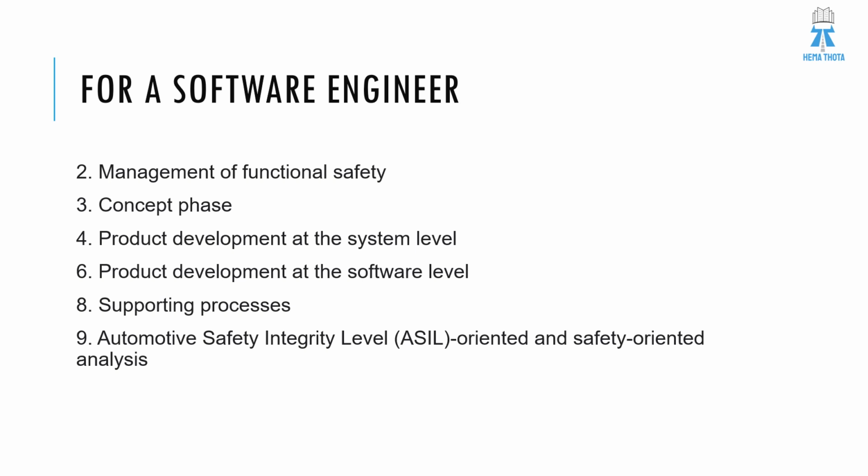What we need to concentrate more on is part 6. Part 6 is the core for us, being software engineers. So we need to read line by line in part 6. And then we need to move ahead with part 8, supporting processes, which goes hand in hand with part 6. So it is also very important and essential for us to read. The first core is part 6 for a software engineer, and the second core part is part 8, supporting processes. And then we move ahead with part 9, that is safety analysis, the ASIL-oriented and safety-oriented analysis.